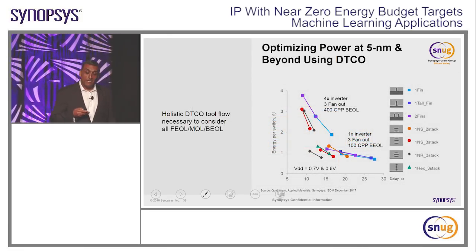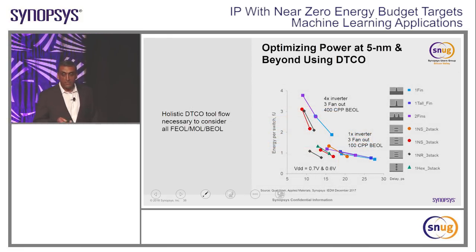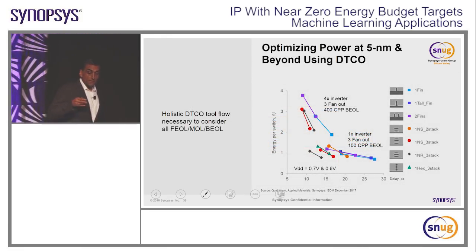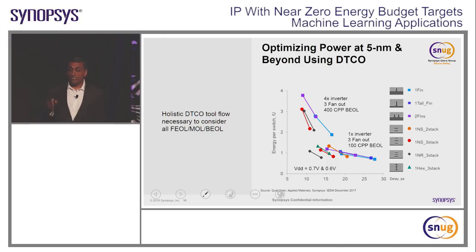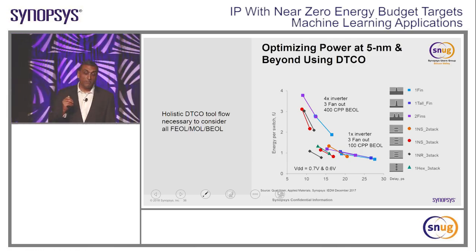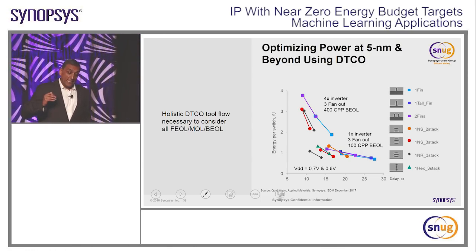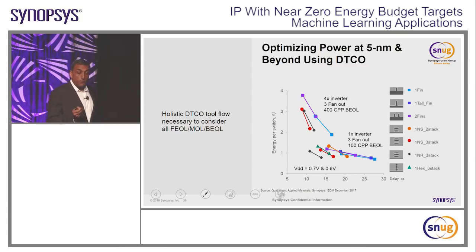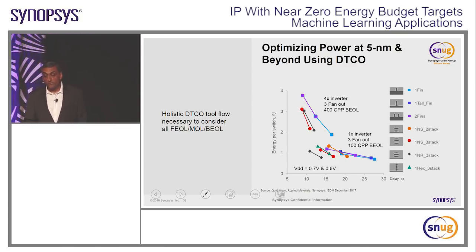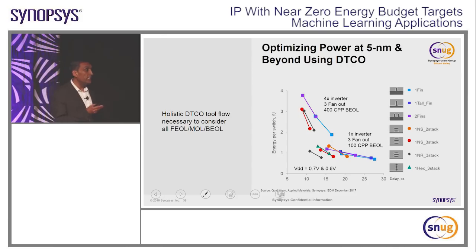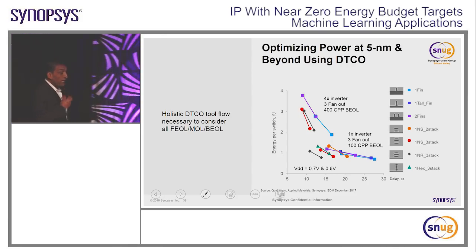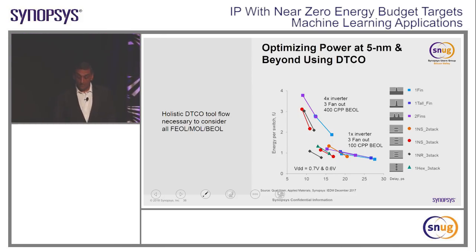So a little bit more detail in terms of using design technology co-optimization at 5 and below on logic library elements. The key point on this slide is that you can optimize the power consumption of your foundation elements in your SoC in order to improve performance. This is work that we did with Applied Materials and Qualcomm in order to optimize the foundation elements of a logic element.